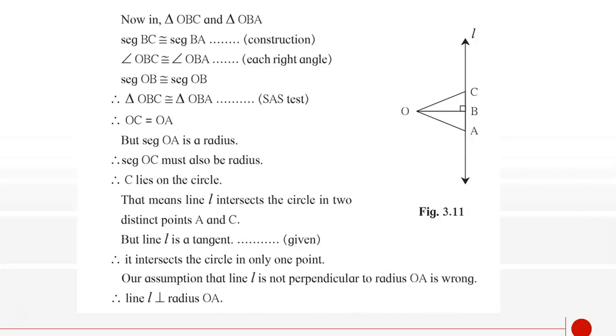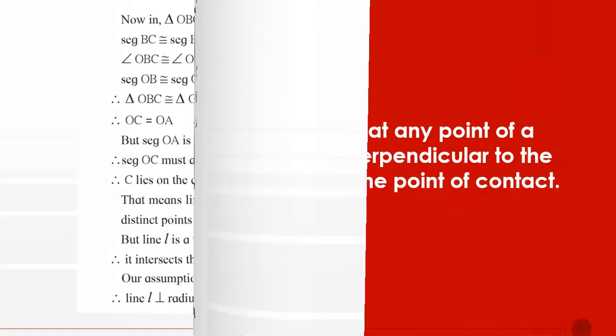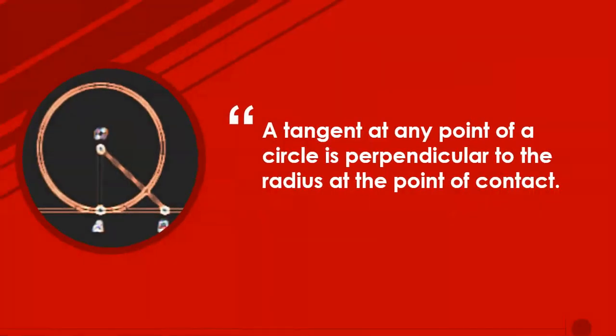That means our assumption that line L is not perpendicular to radius OA is wrong. Therefore, line L is perpendicular to radius OA. So with this, we prove the tangent theorem, and what is that? A tangent at any point of a circle is perpendicular to the radius at the point of contact.